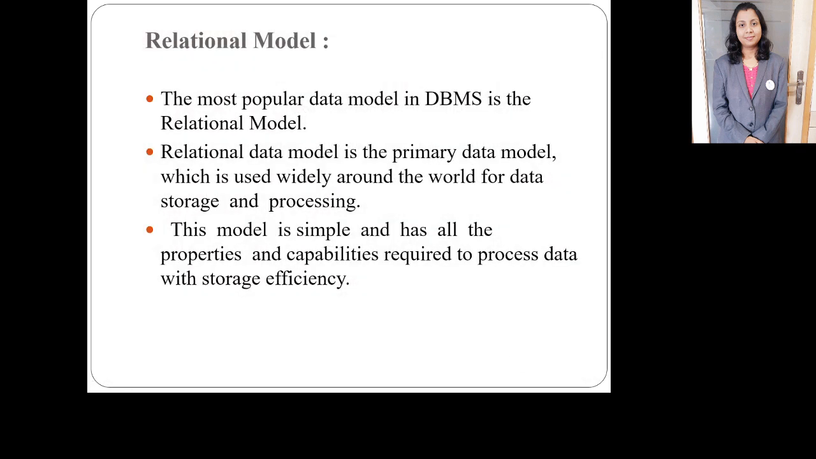In the relational model, you can see here the type of data model. This is the most popular data model in DBMS, that is the relational model. The relational data model is the primary data model which is used widely around the world for data storage and processing. This model is simple and has all the properties and capabilities required to process the data with storage efficiency. So this is one of the advantages of using this relational data model. Here the capabilities are high, that is, it processes the data with storage efficiency.